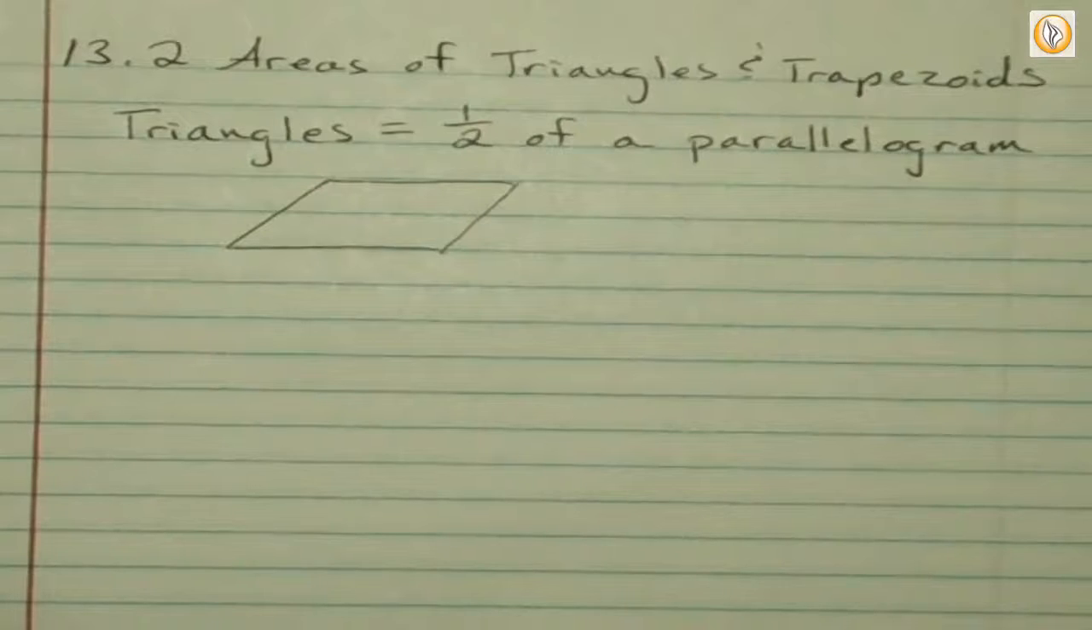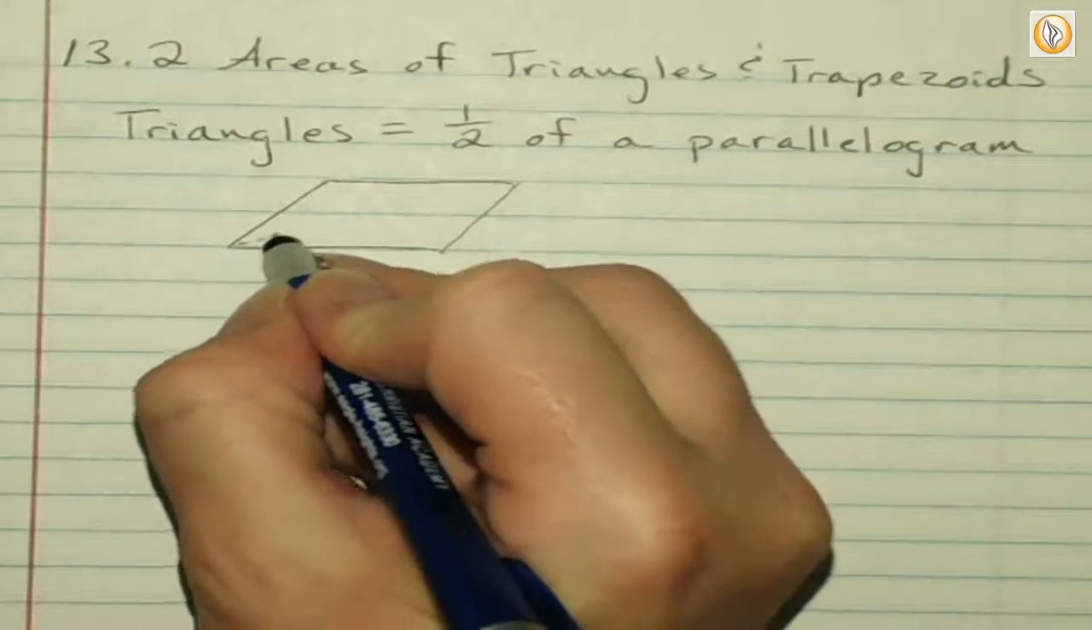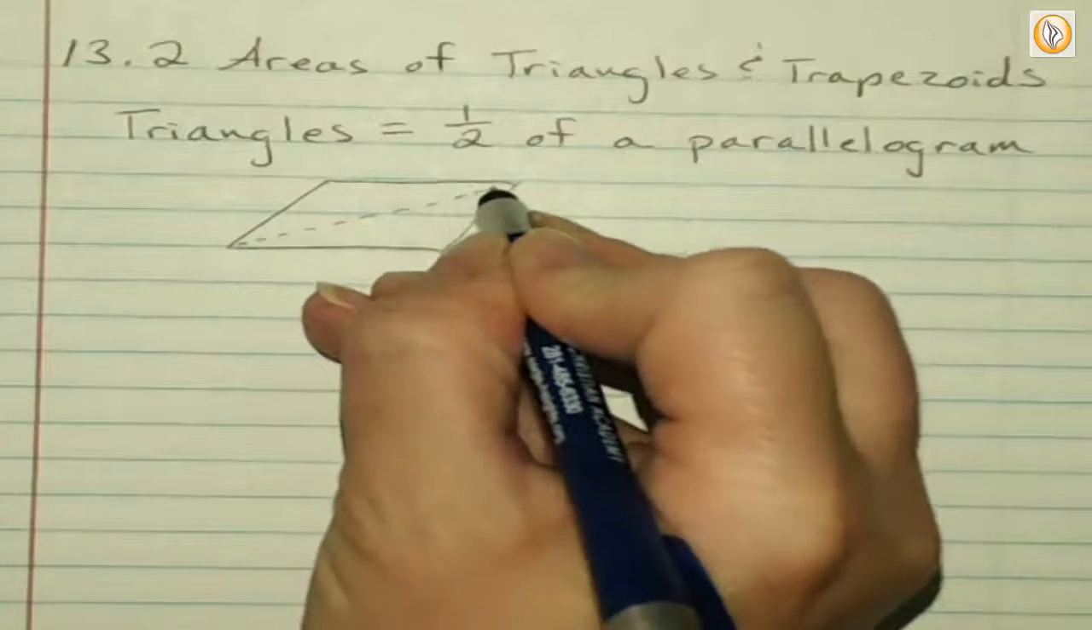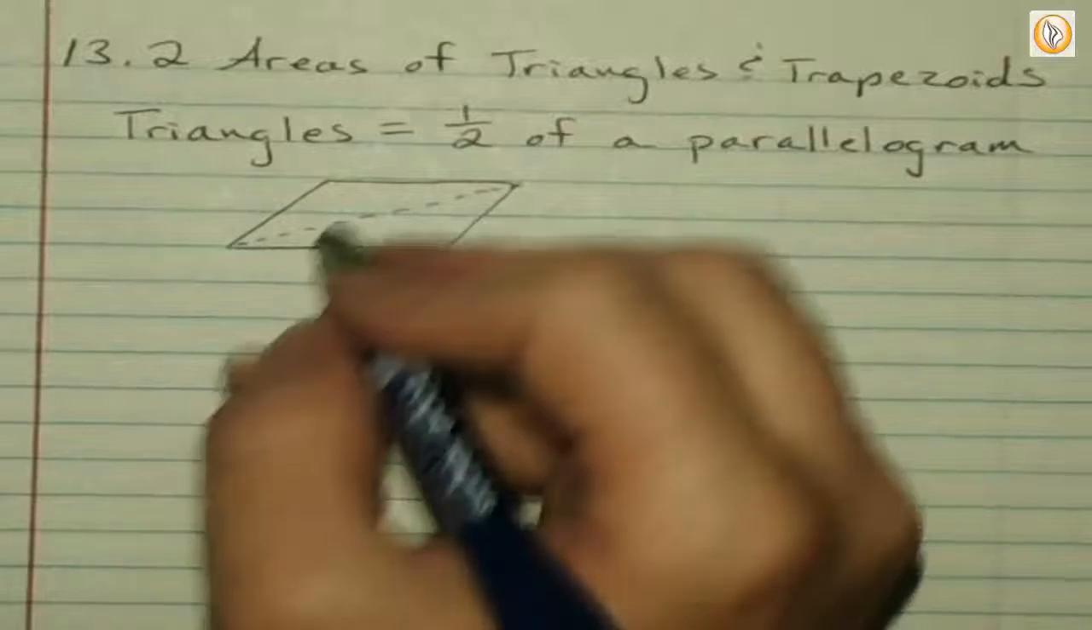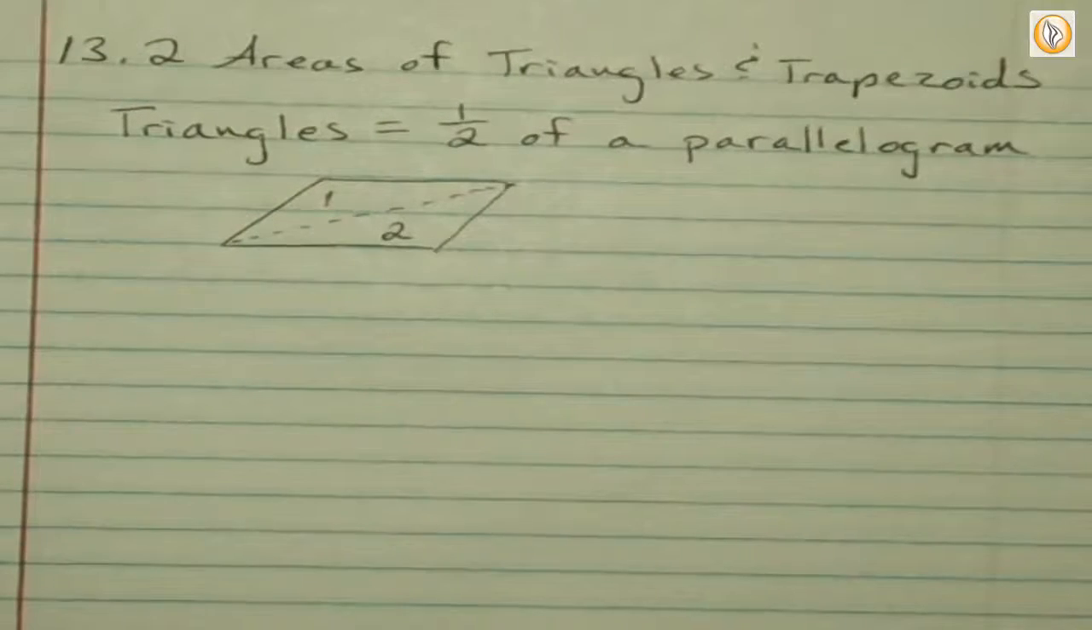So there is a parallelogram. If I were to cut it in half, you have two triangles. So each triangle is half of a parallelogram. Does that make sense?